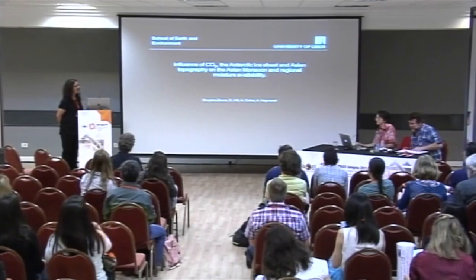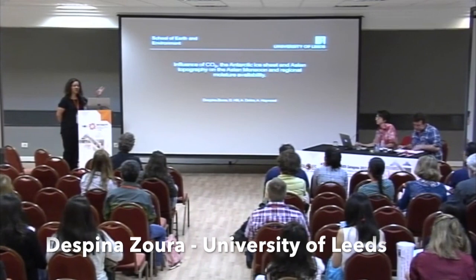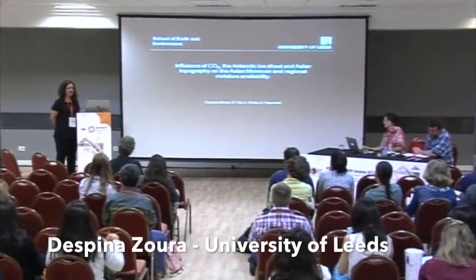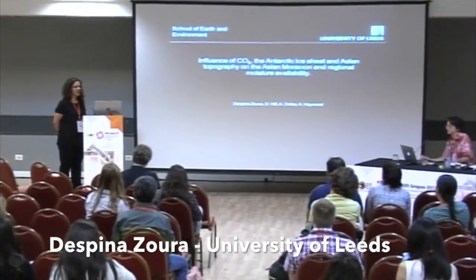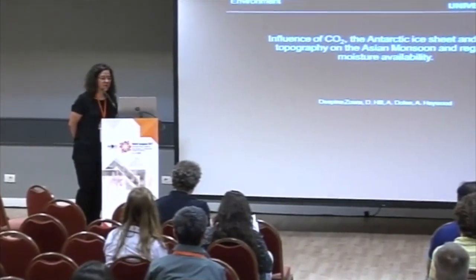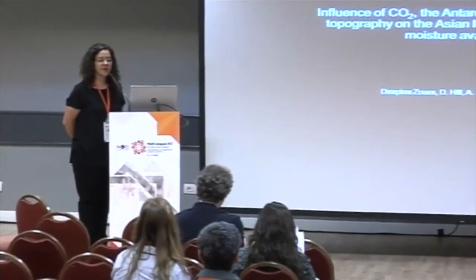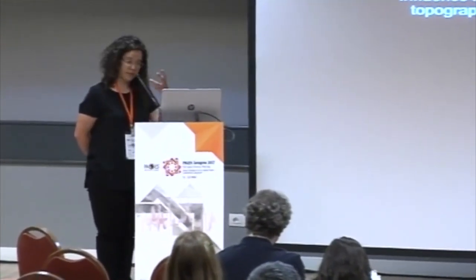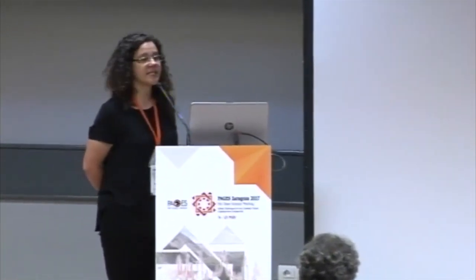I'm here to present my work on the influence of carbon dioxide, the Antarctic ice sheet, and Asian topography on the Asian monsoon and regional moisture variability. Actually, all of those three parameters are proposed to be the driving mechanisms of climate change in Asia during the Cenozoic. So our approach is a modeling approach about the sensitivity of the climate to each and every one of those parameters individually.